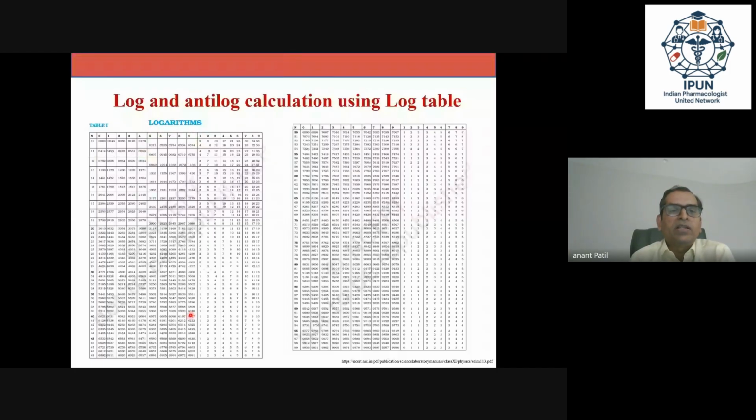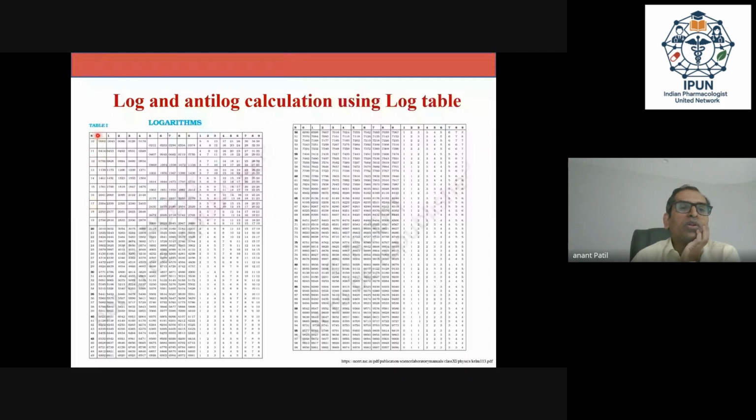So the log table is here. There are two tables. This is the first table, this is the second table. So let me first tell you how to read this log table. Now you can see there are columns and there are rows. This is a column. So n is nothing but number. Numbers are given from 10 up to 99. So this is the first column.